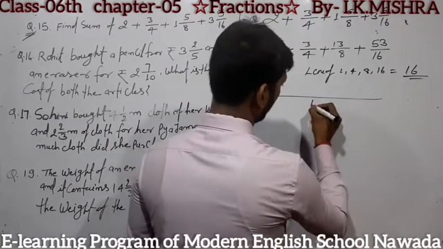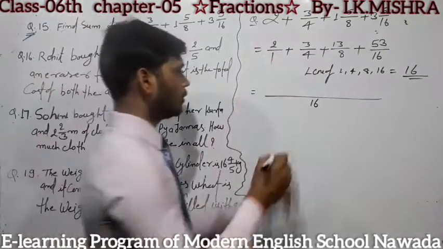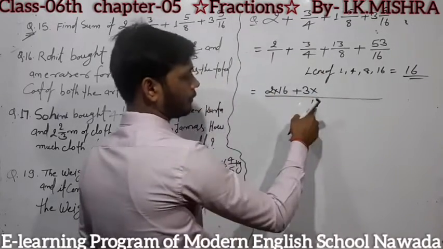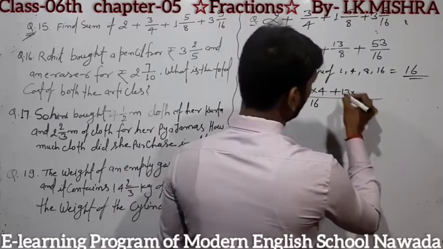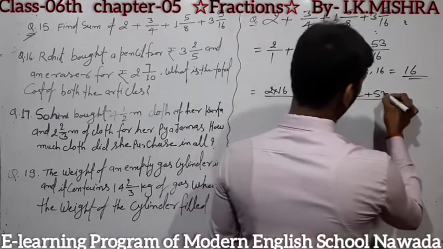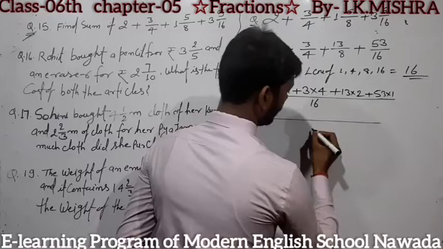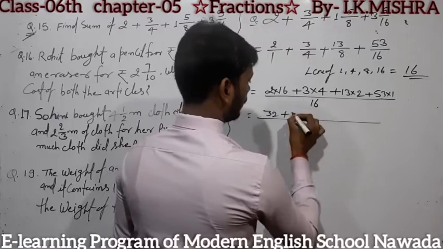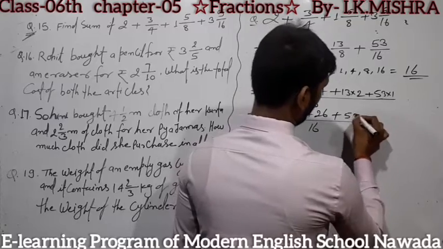write 16 in the denominator as the LCM. When you divide 16 by 1, it is 16 times, so here 2 into 16, plus 3 into, dividing 16 by 4, that means 4 times, and plus 13 into 2 times, and plus 53 into 1. Clear, students? Now here write 16 and then 32 plus 12 plus 26 plus 53.